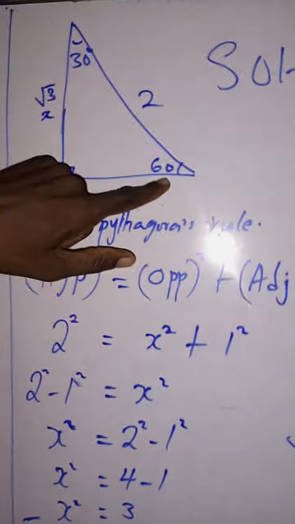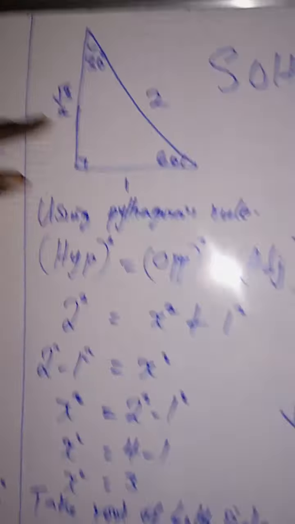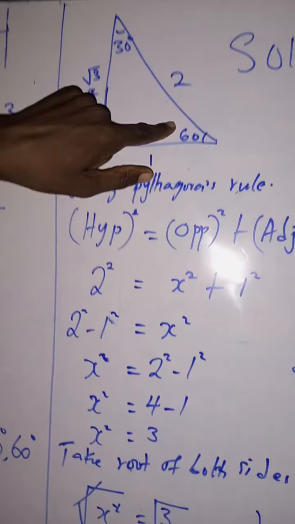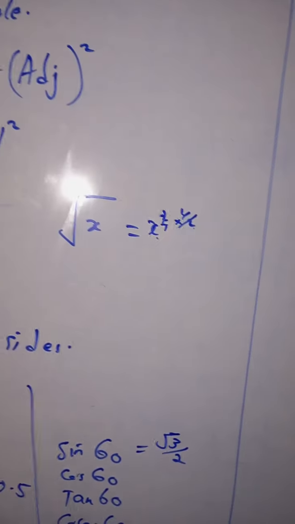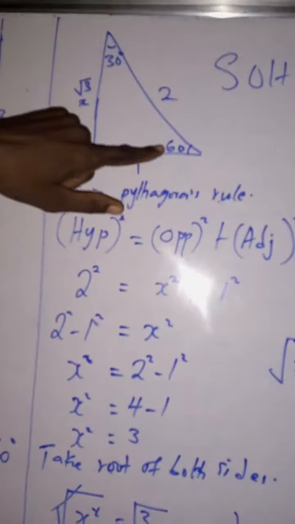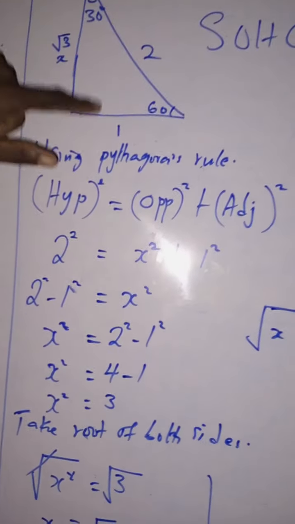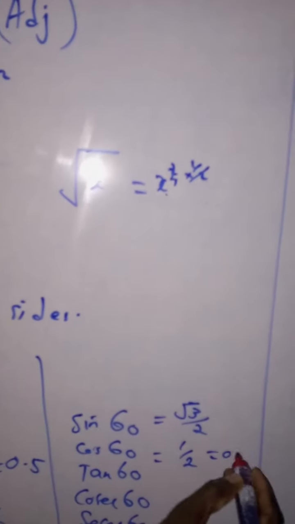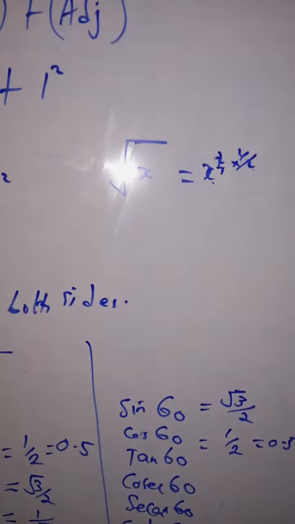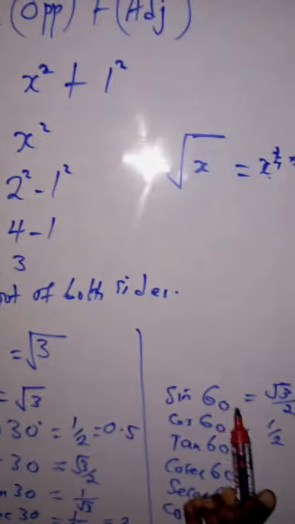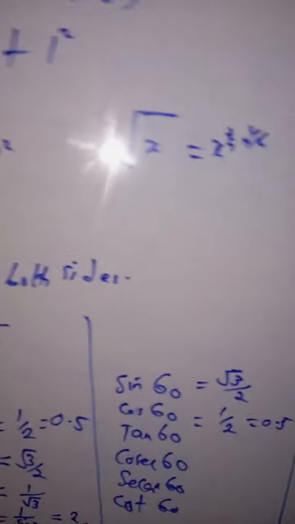Now for sine, we are considering 60. Sine 60, this will be my opposite if you are considering this one. Opposite over hypotenuse, that's root 3 over 2. Then my cos is what? Adjacent over hypotenuse. So my cos is half, which is 0.5. So sine 30 and cos 60 are always the same, while sine 60 and cos 30 are always the same.